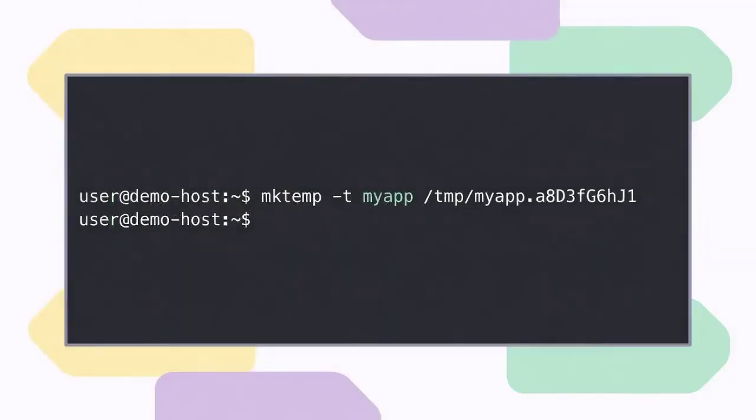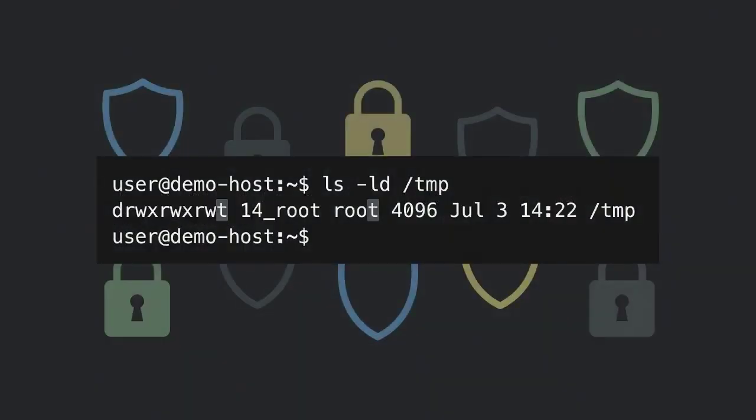The -t flag lets you provide a custom prefix, which makes the temp file easier to identify in a long listing. Here we prefix with myapp, so anyone scanning /tmp immediately knows which tool created the file. Now we inspect /tmp itself with ls -ld. The trailing t, where you'd normally expect an x, is the sticky bit. You can see it on the very last character of the permission string. The sticky bit means users can only delete files they own inside /tmp.